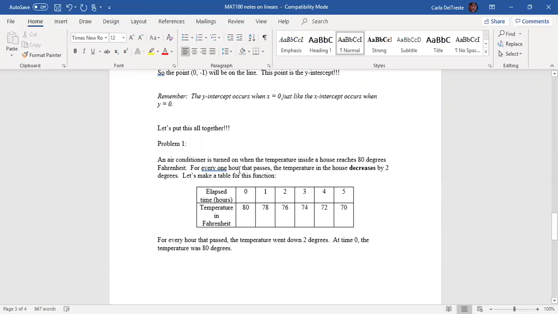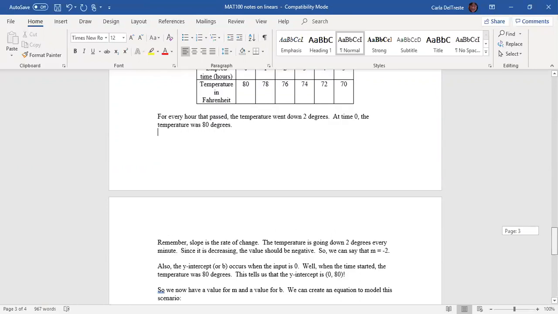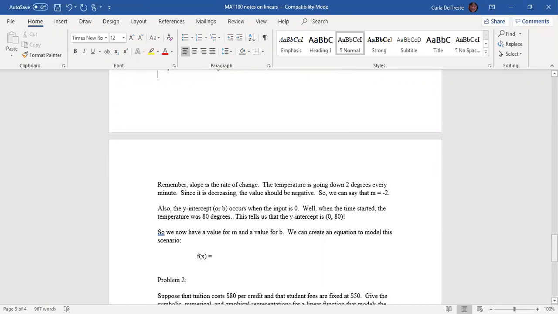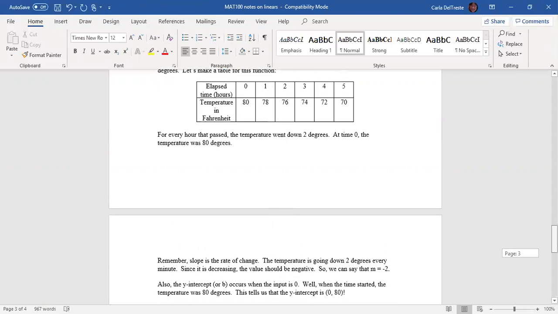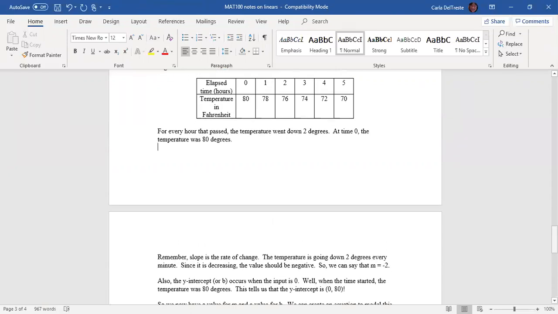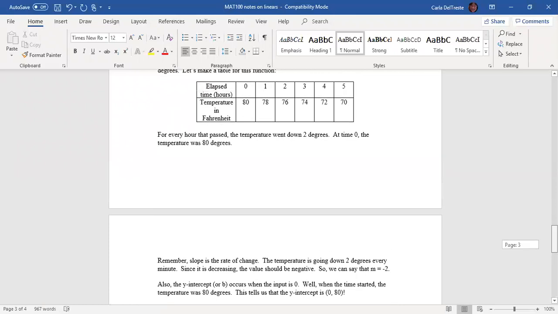So all the pieces for every was in the problem, and that's a clue. So that tells us that that was going to be our rate of change. So we had a constant change of -2. We're losing 2 degrees every hour. The y-intercept is when the input is 0. Well, when 0 hours went by, it was 80 degrees in the house. That's when we turned the air conditioner on.